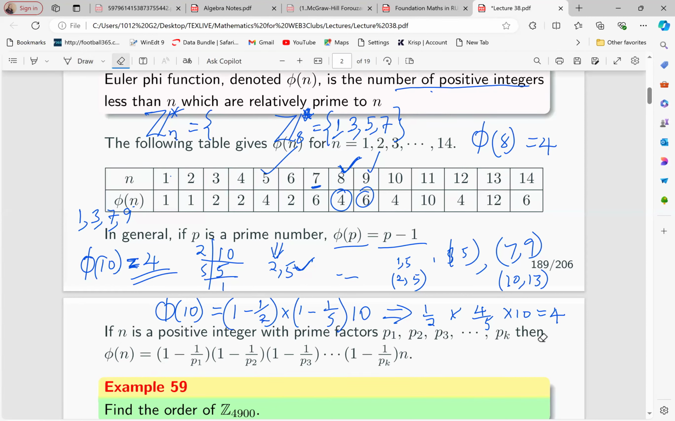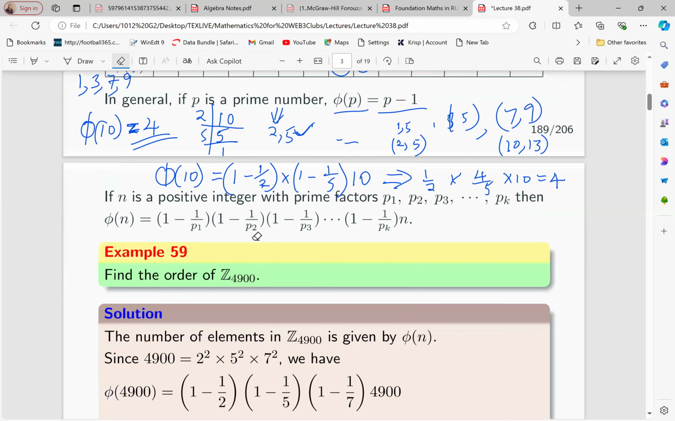So that is if n is not prime, and that is the formula I've given here, where P1, P2, P3, all the way up to Pk are the prime factors of n.